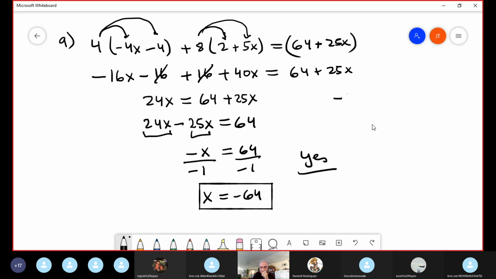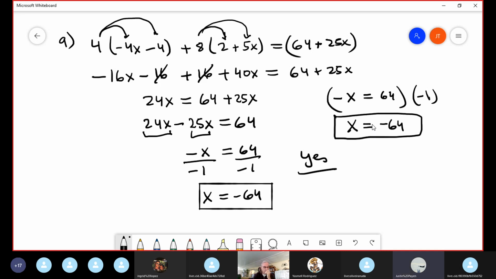So she said minus X equals 64. If you multiply everything by negative 1, positive 1 is positive, and this is negative 64. And we get exactly the same answer. Super.